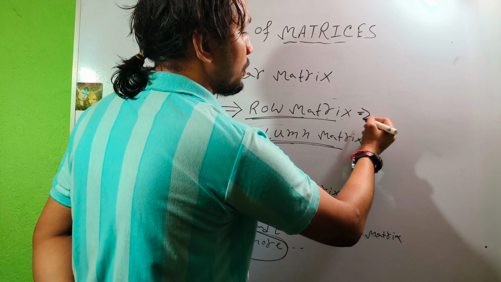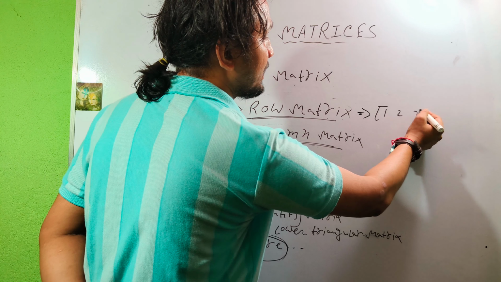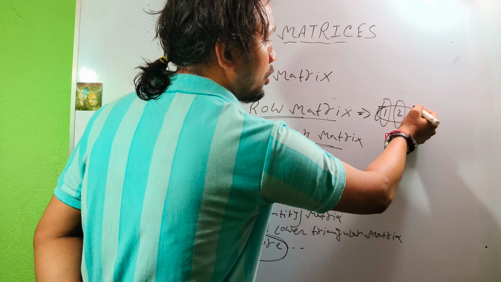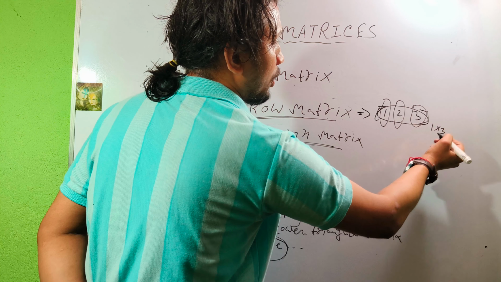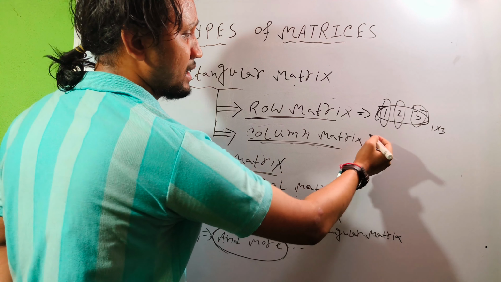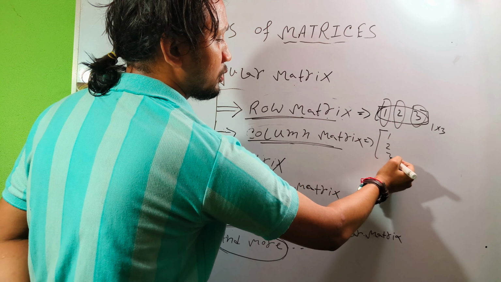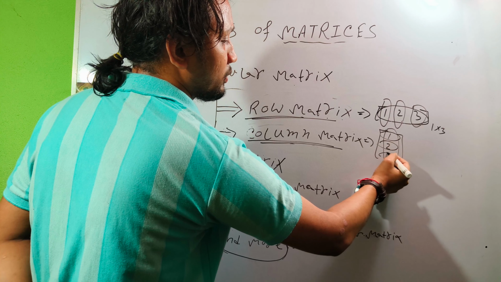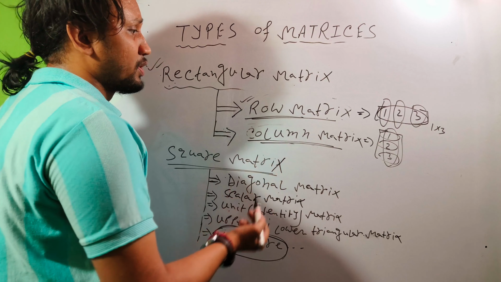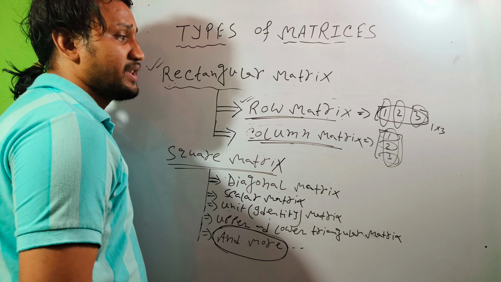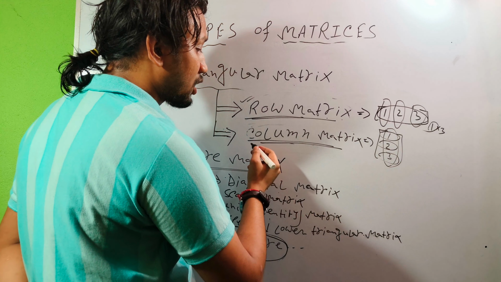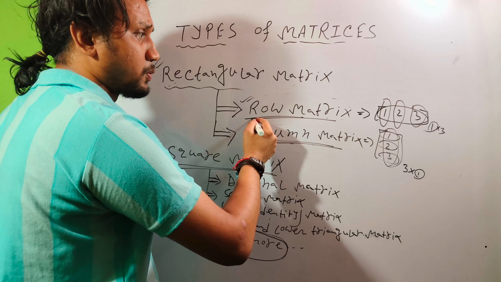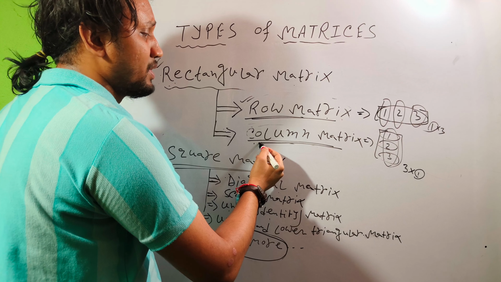For row matrix, we can take 1, 2, 3. Here we can see that the number of rows is 1 but number of columns are 1, 2, 3. So it is a matrix of 1 by 3 order. Okay. For column matrix, we can take 1, 2, 3. Here we can see number of columns is 1 but number of rows 1, 2, 3. So for row matrix, we should keep in our mind that the number of rows must be 1. And for column matrix, the number of columns must be 1. For row matrix, number of rows is 1. For column matrix, number of column is 1.